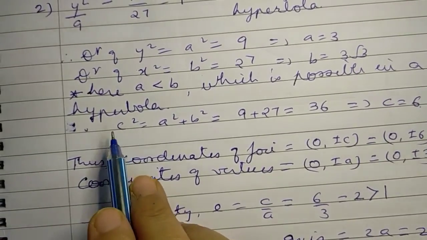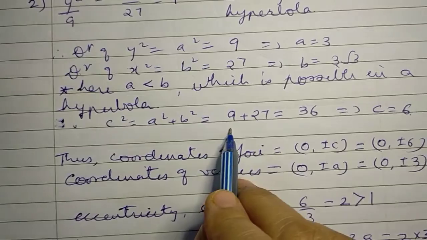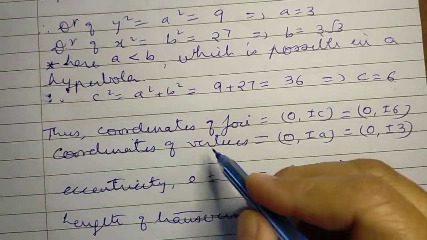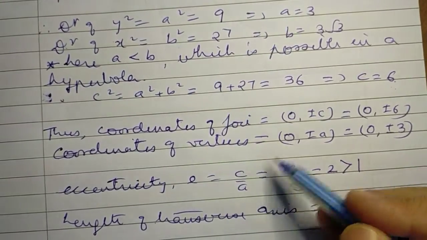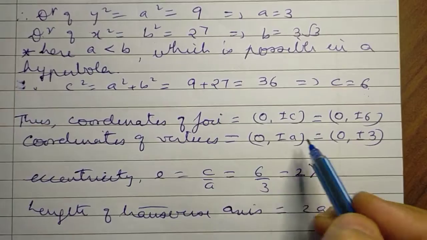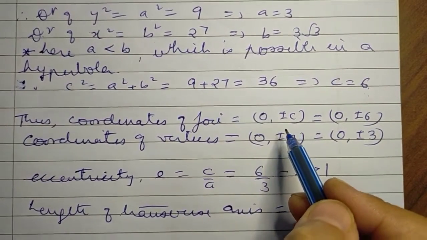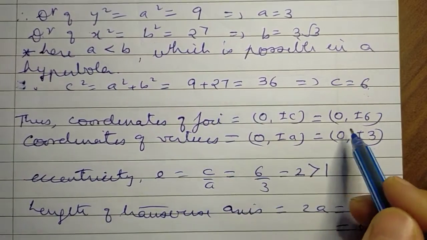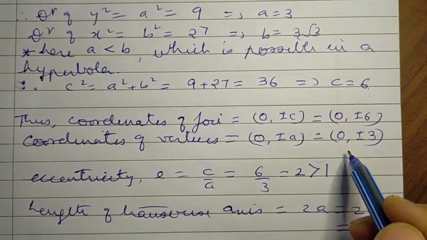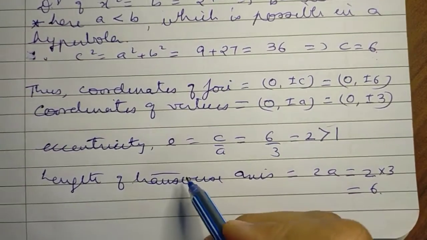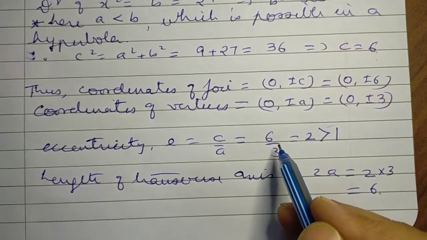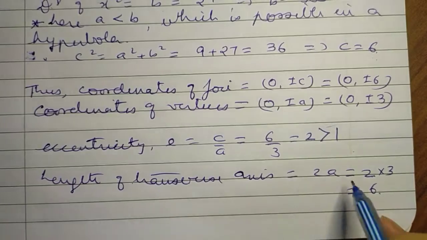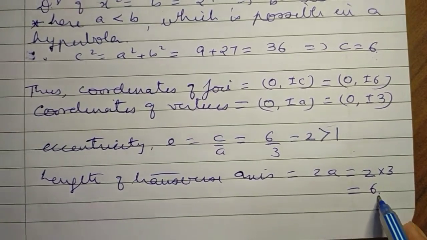Now again, for a hyperbola, c squared equals a squared plus b squared, and so we get the value of c squared as 36 and c as 6. And now we find the coordinates of foci and vertices, both of which lie on the y-axis, and so will be written as 0 comma plus minus c and 0 comma plus minus a. So the coordinates of foci are 0 comma plus minus 6 and the vertices are 0 comma plus minus 3. Eccentricity e is equal to c by a, which is 6 by 3, which is 2, which is greater than 1, and the length of the transverse axis is 2 times a, which is 2 into 3, which is 6.